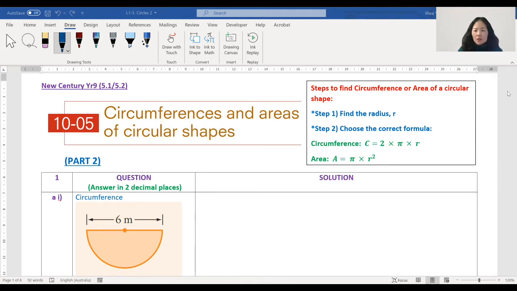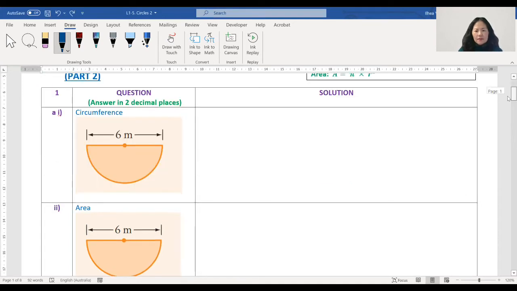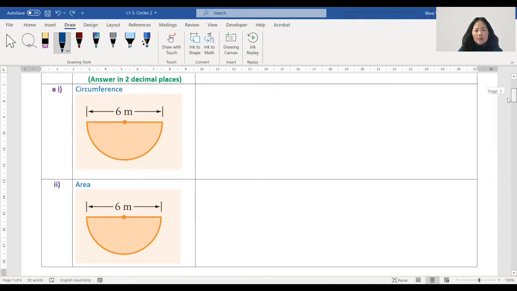Now, question 1, part A. There are about 5 parts, and remember, answer in 2 decimal places. So, first one, step 1. What is my r? This 6 here is not the radius, it's a diameter, because it goes from one end to the other end. Also, it goes through the center. So it's the diameter.